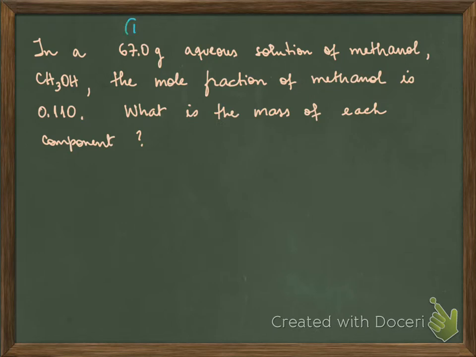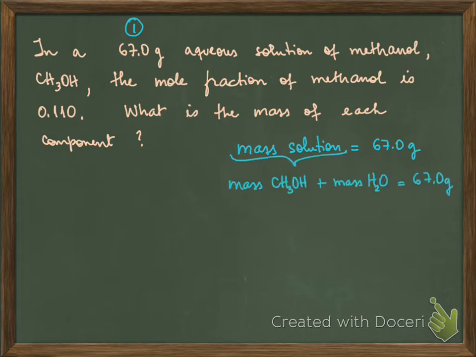Number one, the mass of the whole solution is 67 grams. But we have to open this up because the mass of the solution actually is the combination of the mass of methanol and mass of water. So we substitute this idea that the mass of the solution is the combination of the masses.